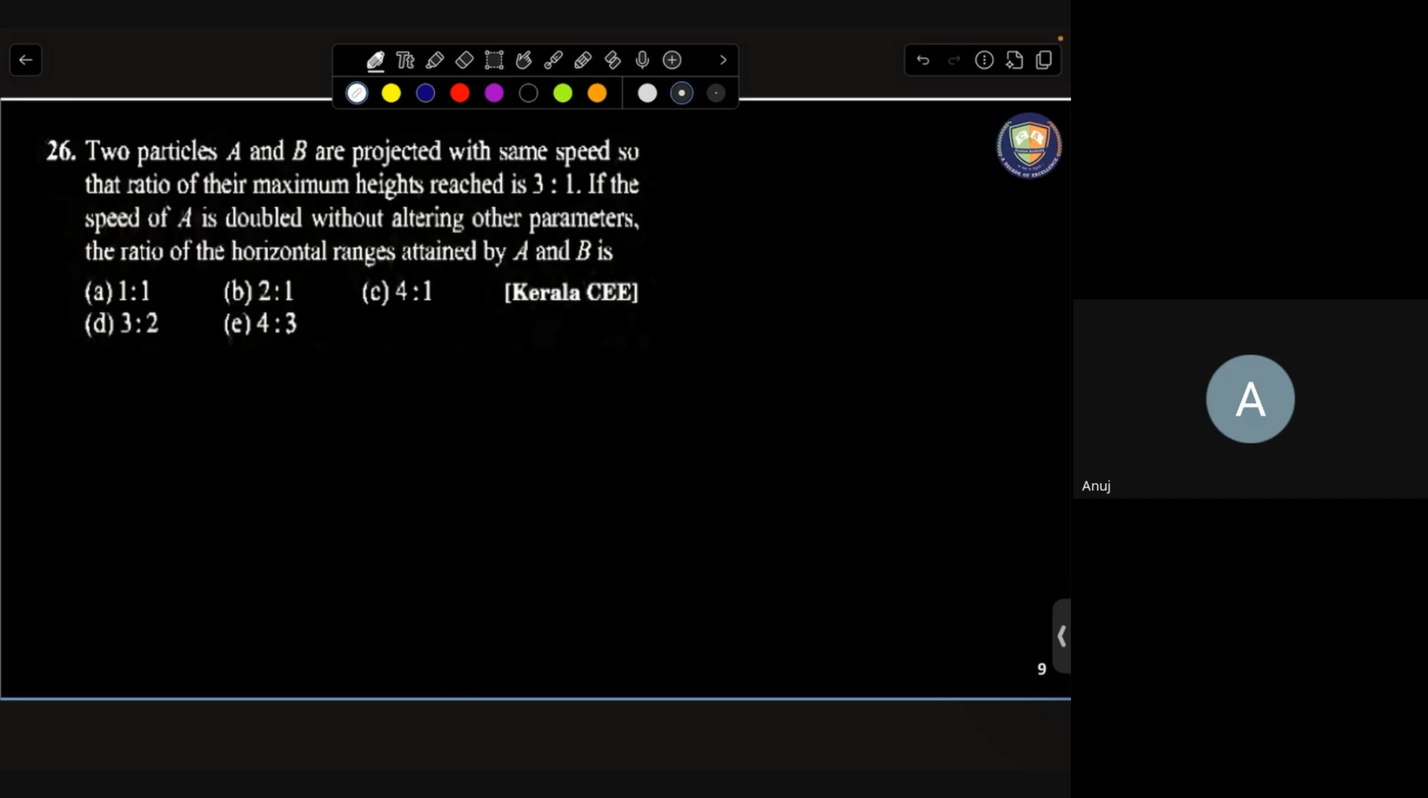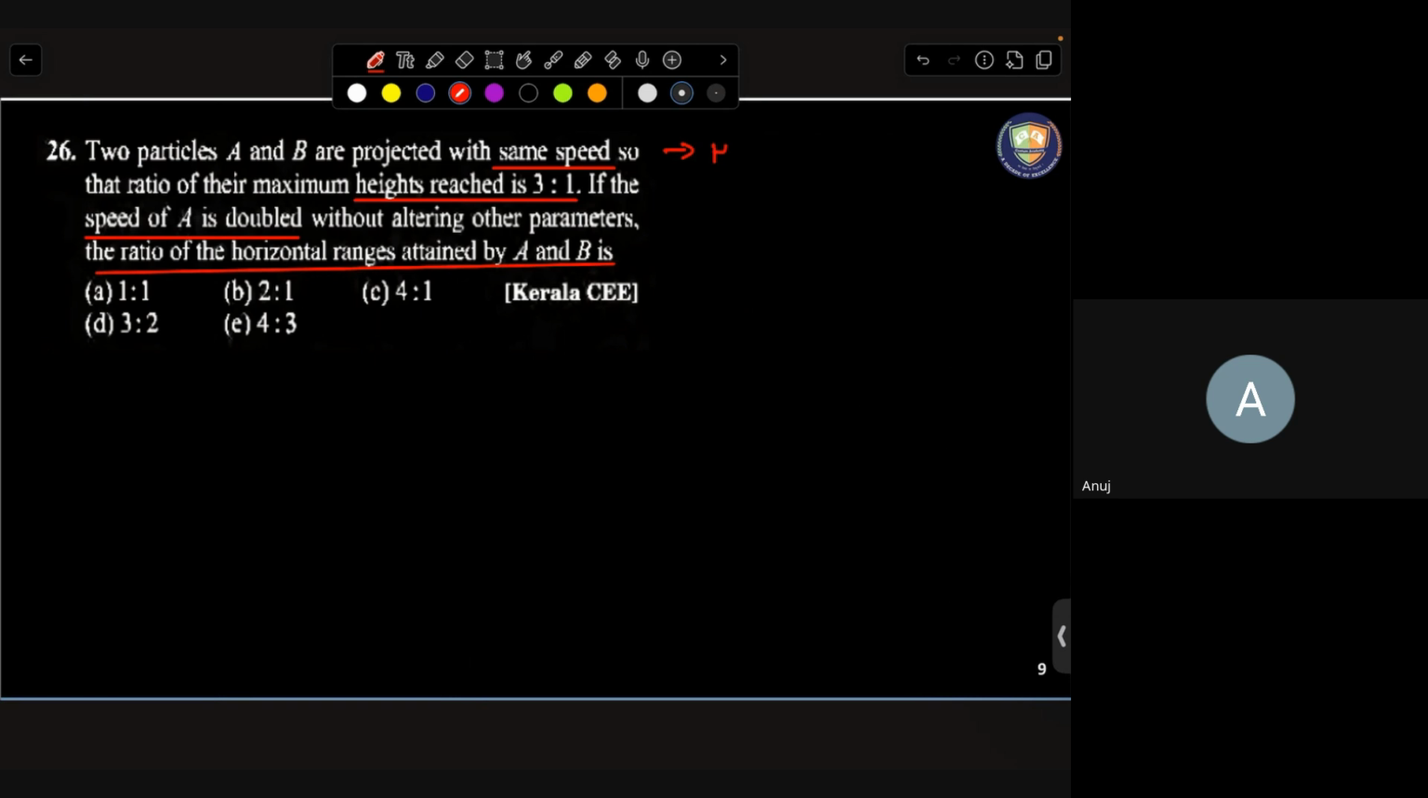So the question is saying two particles A and B are projected with the same speed. Okay, same speed. The ratio of their maximum heights reached is 3:1. This is a given condition. Now they are doubling the speed of A without altering any other parameters. So finally, what will be the ratio of the horizontal ranges attained by A and B? After the change of speed, we need to find the ratio of horizontal ranges for A and B.